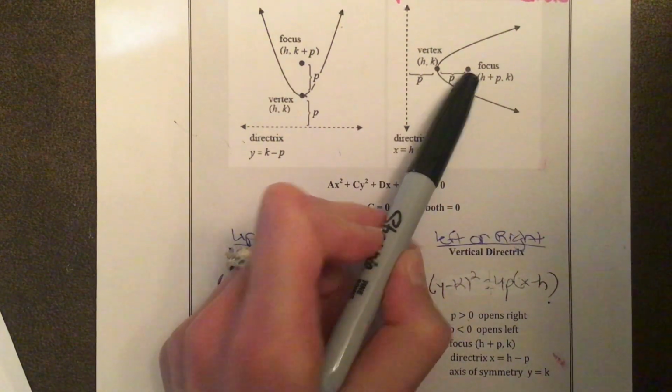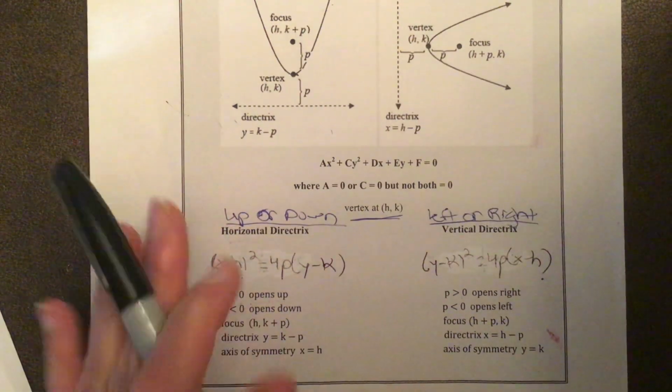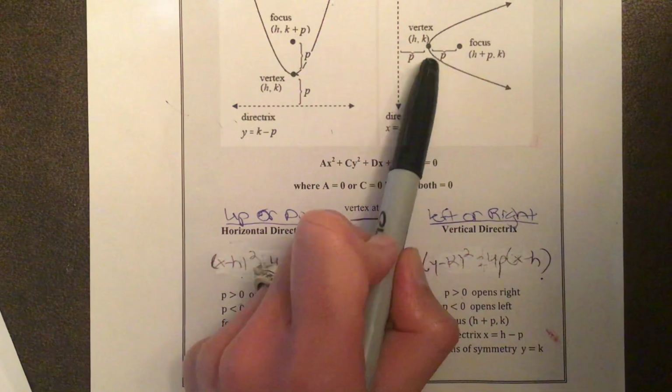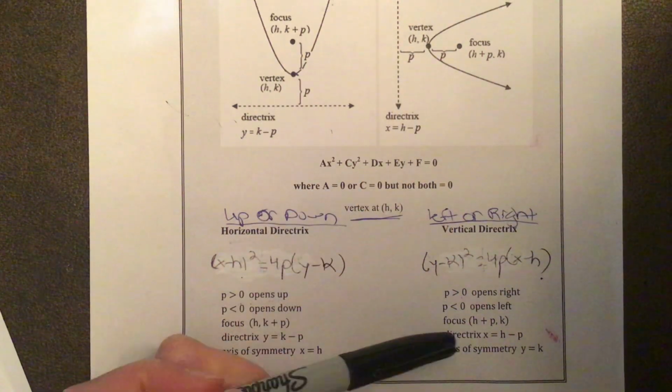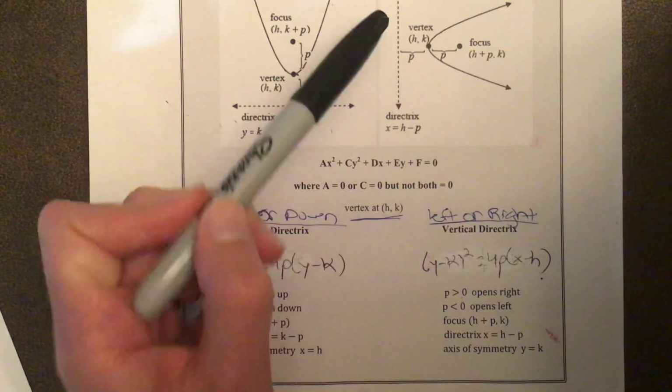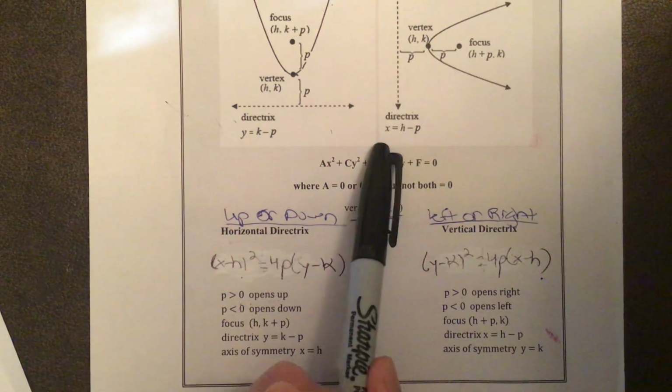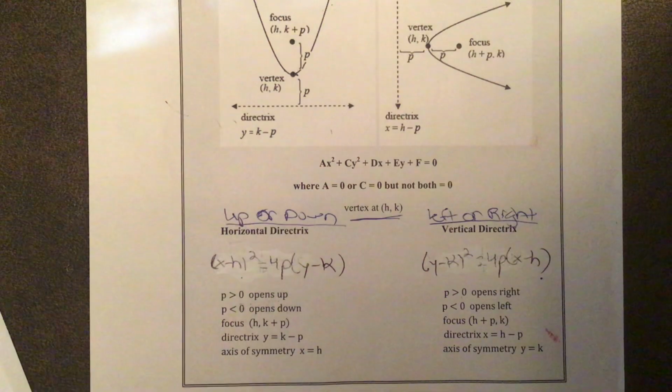And then this is just showing how you could write it. To get to the focus, you would just add the focal radius to the x value of the vertex, since it opens in the x direction. And to write the equation of the directrix, you could subtract the focal radius from the x value of the vertex. As I kind of mentioned, drawing a picture really helps too.